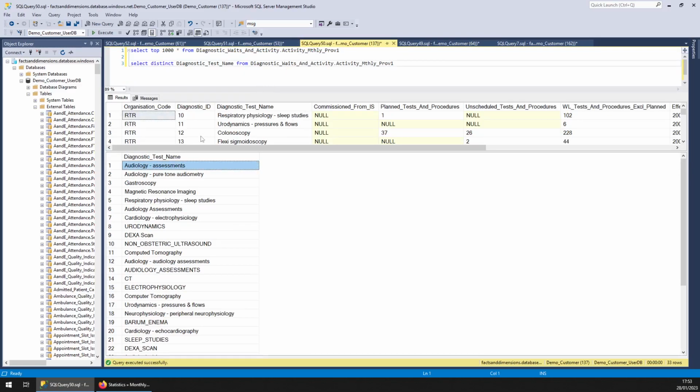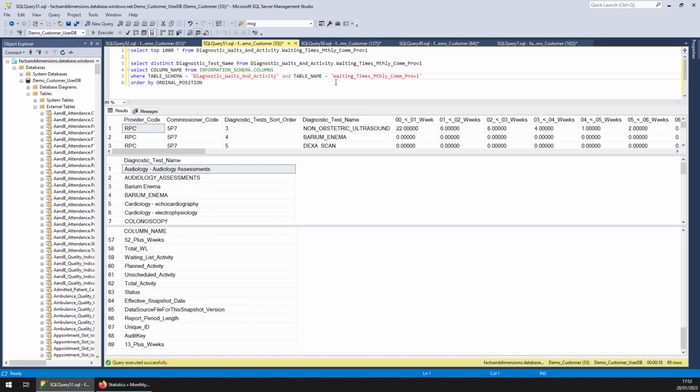Activity monthly by provider, same thing but by provider. There's the tests again. This one is by commissioner and provider, so it's much more detailed. So you've got all the patients that went to any particular hospital split by whichever commissioner their GP practice belongs to. And in this one, you've got the diagnostic tests, and you've got these headings here. You can see all the different weeks. So 1 week wait, 2 week wait, 3 week, all the way up to 52 weeks, and then 52 plus. And you've got these extra metrics as well.